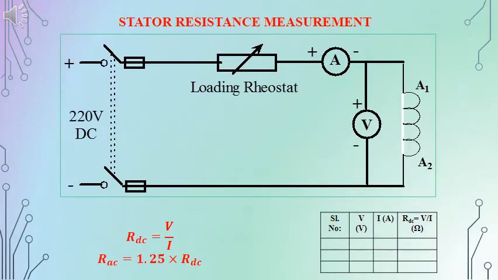The first test that is done on an induction machine is to measure the stator resistance. We can apply a DC voltage and measure the voltage applied and the current that is passing through, and by the V by I method we can measure the resistance of one of the windings. And we will get the DC resistance, given as R DC equal to V by I. And we can multiply by a factor of 1.25 in order to get the AC resistance.